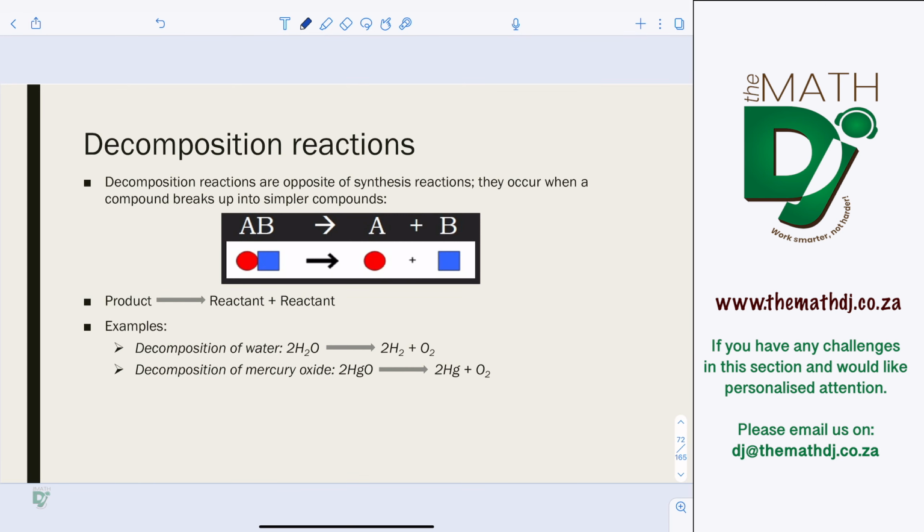Decomposition reactions are the opposite of synthesis reactions. They occur when compounds break into simpler compounds. So AB decomposes to form A plus B. Its product is forming reactants. An example is water decomposing to hydrogen and oxygen. Then decomposition of mercury oxide to form mercury plus oxygen. So decomposition is a compound breaking down into smaller compounds.